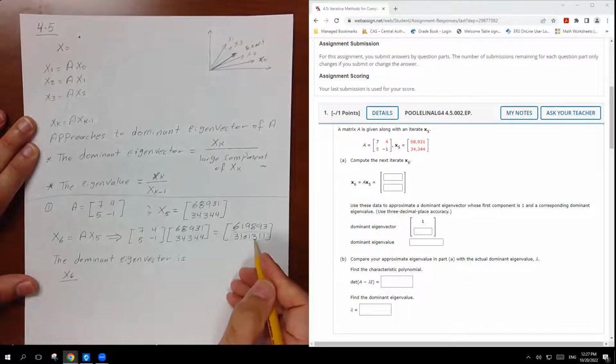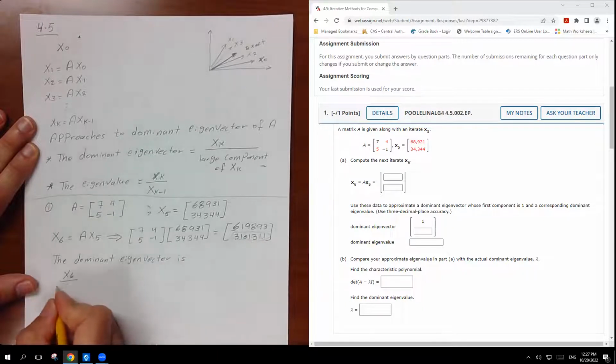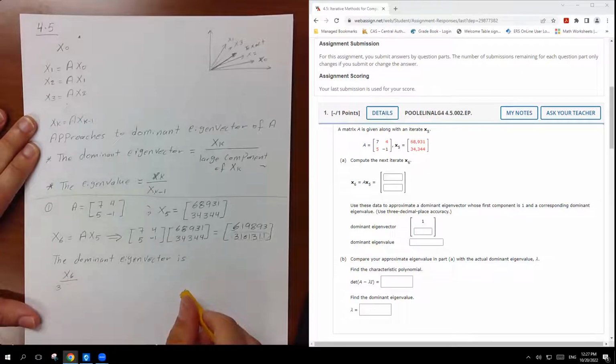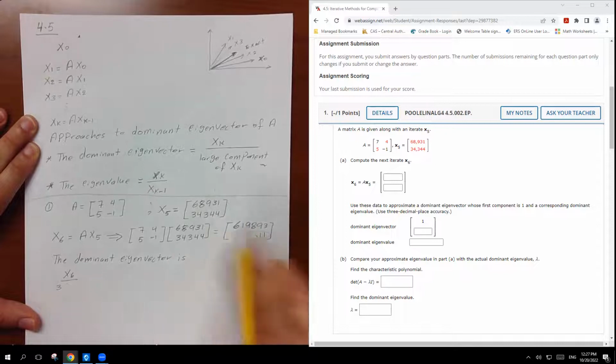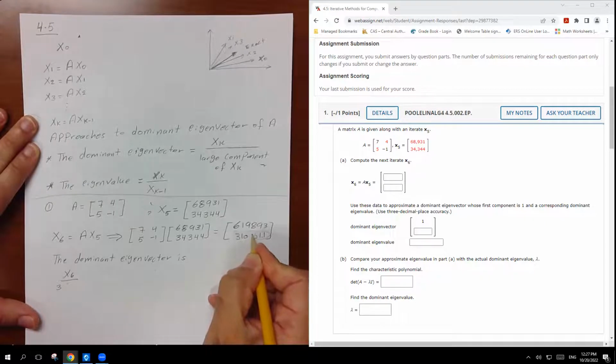The last component is 310311. I add an extra 1 here, so be careful here.